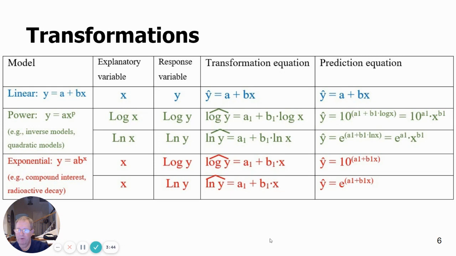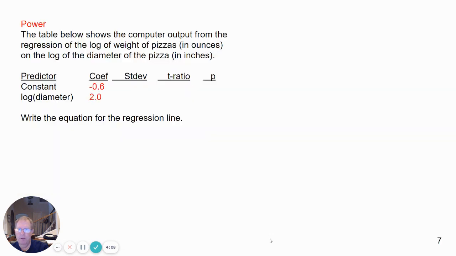And I also have in red font the exponential model. This time you take the log of only the y variable and you plot x versus the log of y. And as you can see, you can do it with either natural log or log base 10. After that, you write out your transformed equation based on your computer output. And using the principles we talked about earlier, you can make a prediction. So I'll do one of each.